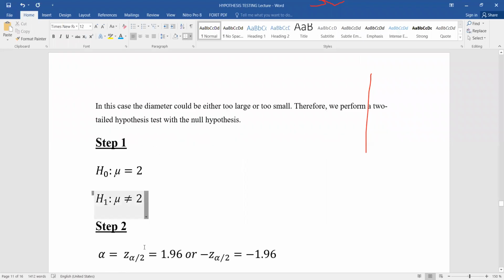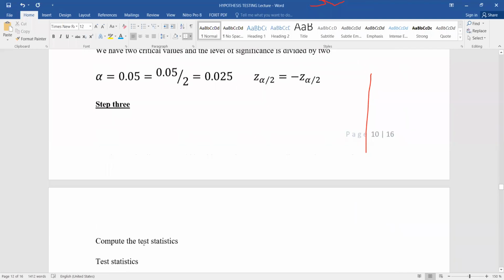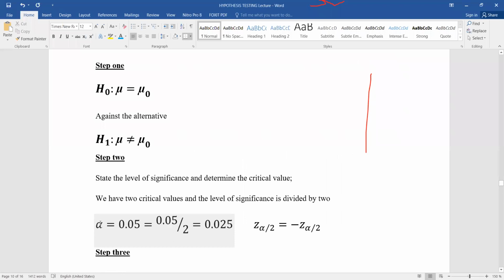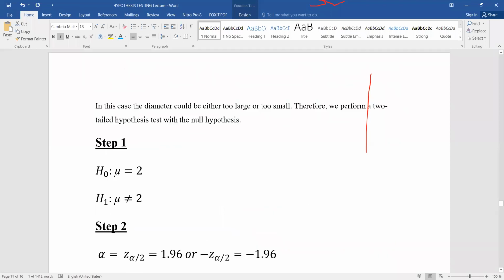Now, alpha is divided into 2. Alpha is divided into 2 because it is two-sided. So the 5% will be divided into 2, and the value that we shall read from the table is that which corresponds to 0.025. So the 5% is divided into 2.